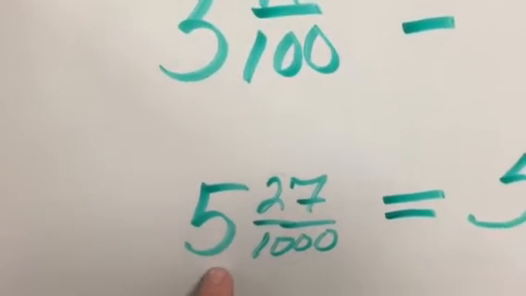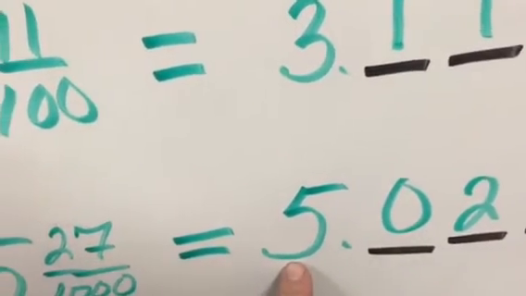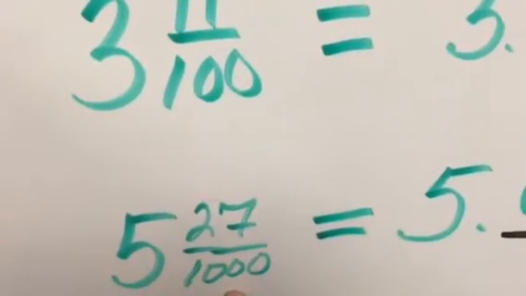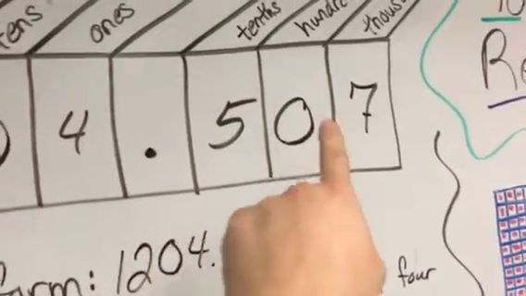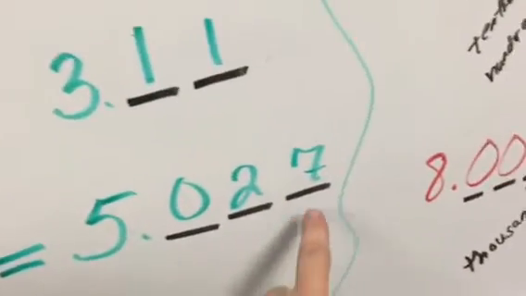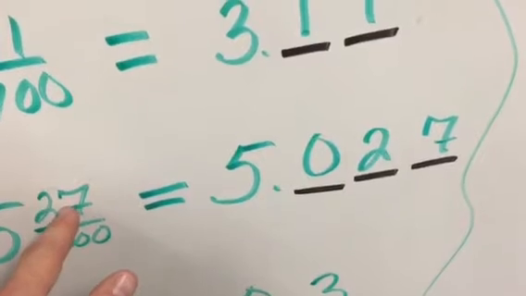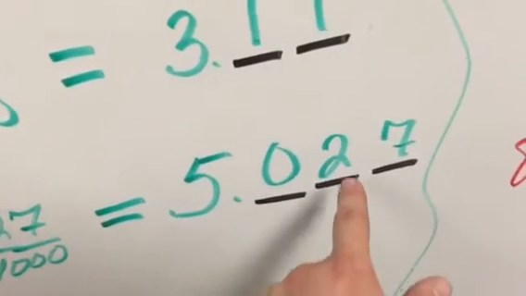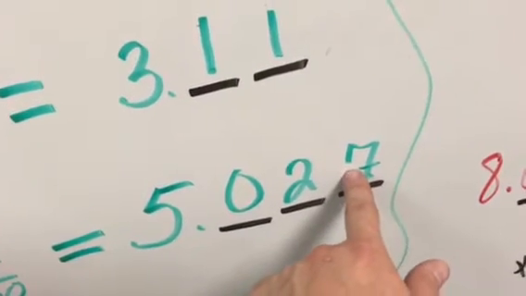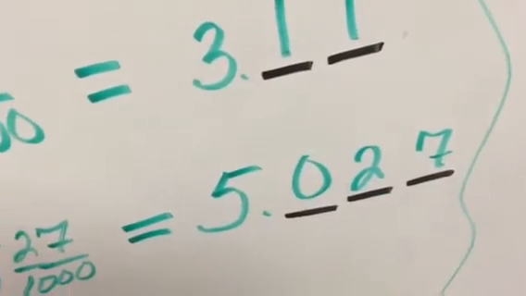So let's look at this. We have 5, which is our whole number, so on the left side is going to be 5. And then we have 27 thousandths. Since thousandths is in the 3rd spot, I need to have 3 spots here. And so what I do is I put 27, always starting way back here. So that's 27, and I put a 0 in front of it.